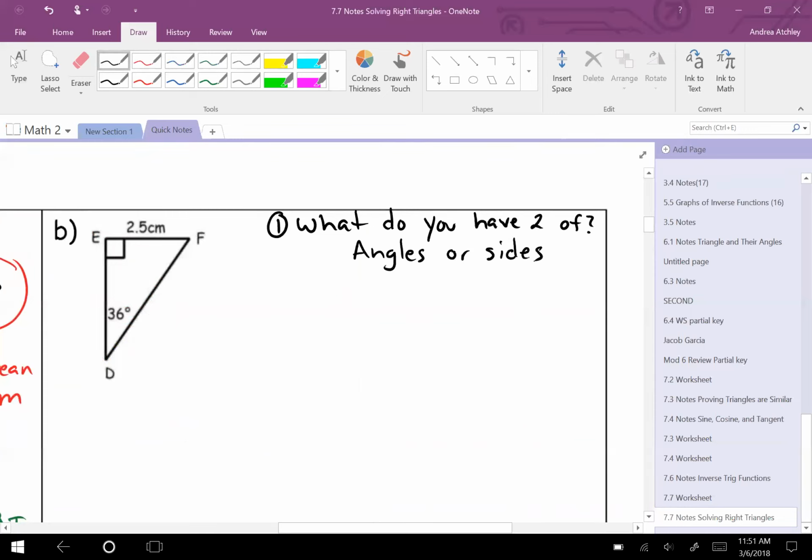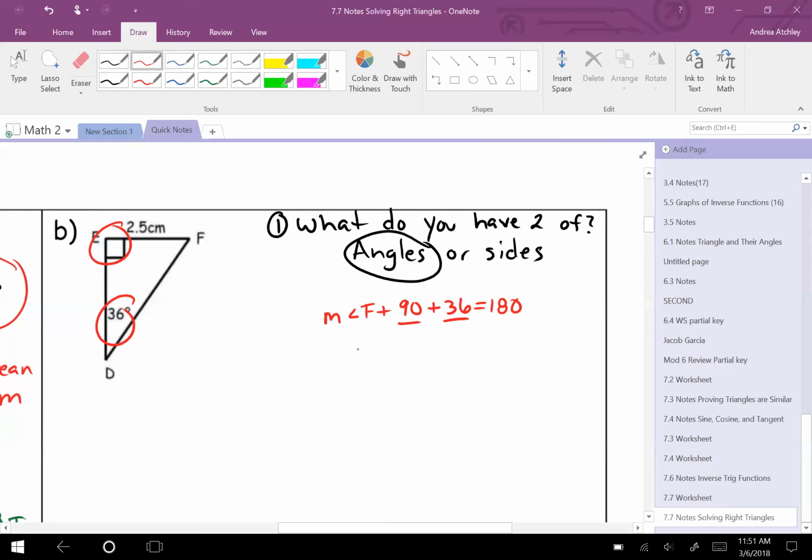Angle or sides? And most of you guys said angles. I have 36 and then the right angle. So I'm going to do the measure of angle F plus 90 plus 36 equals 180. So you can find that missing angle by using the triangle sum theorem.